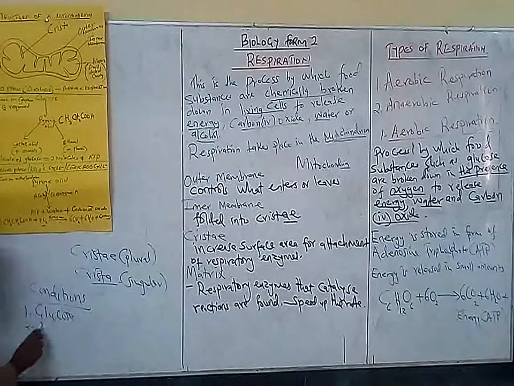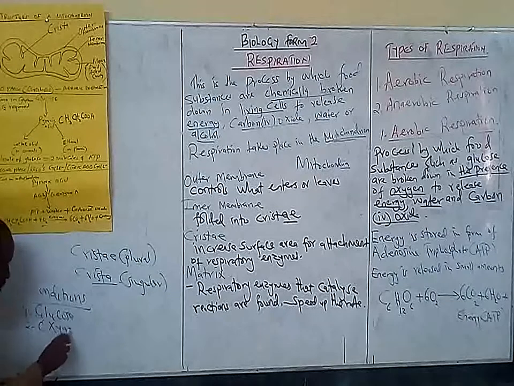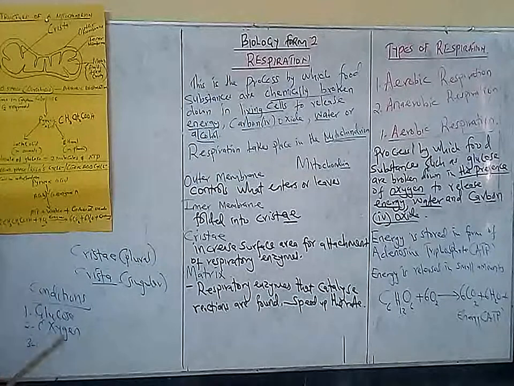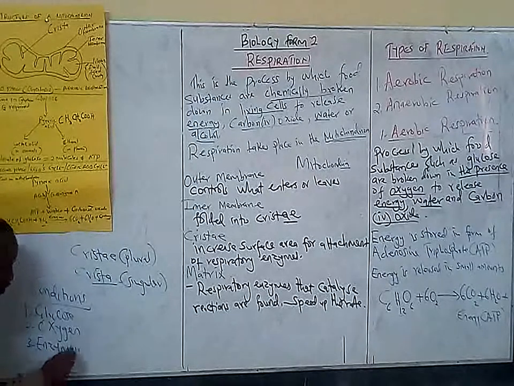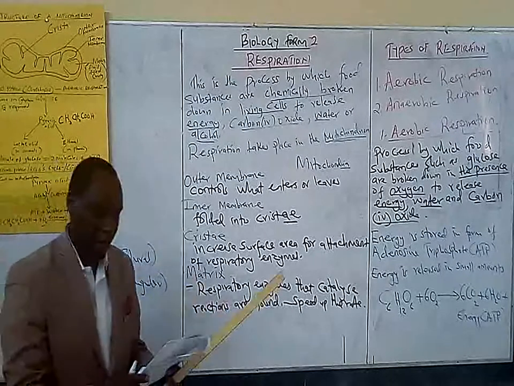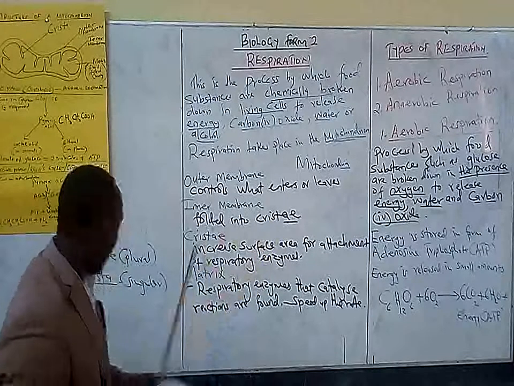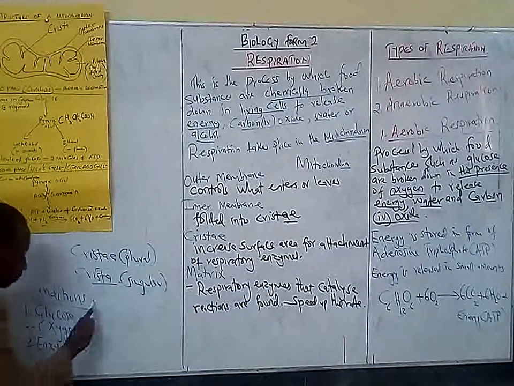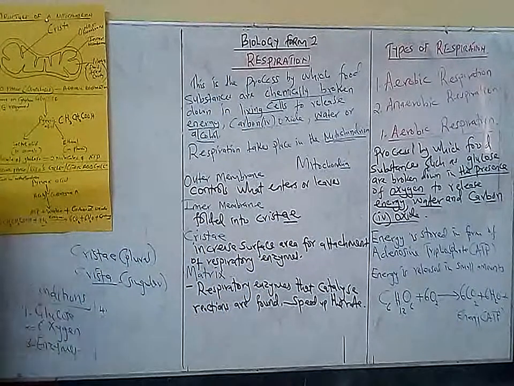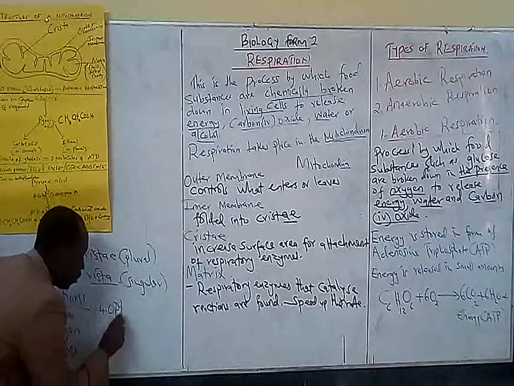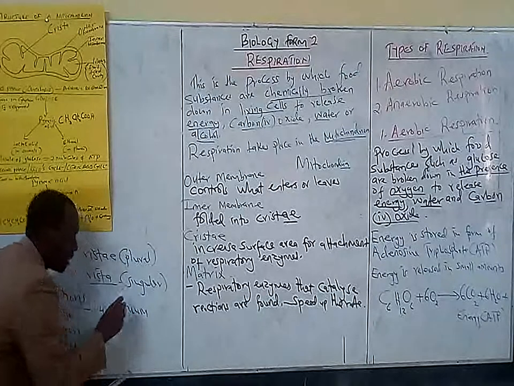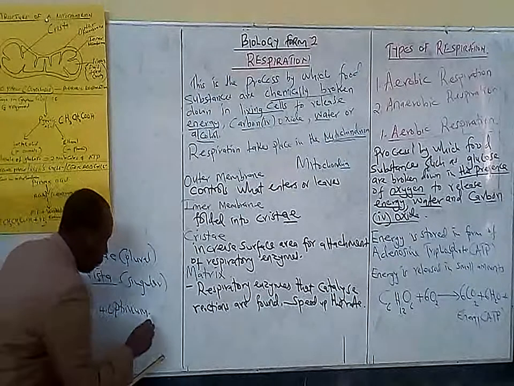Number two, oxygen must be available. Number three, enzymes must be available, and I've said the work of enzymes is to speed up the rate of chemical reactions. Number four, there must be optimum temperature. The key word is optimum. Remember, enzymes are protein in nature. Optimum temperature.